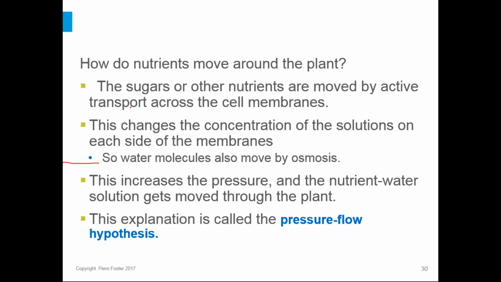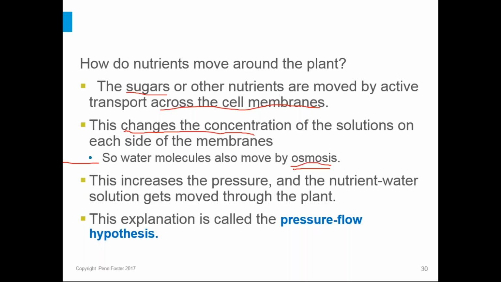So let's just stop there and review that idea. The sugars are moved across the membranes by active transport, and because the sugars moved, it changed the concentration. So that is going to make osmosis happen. That makes the water move to try to balance out the concentration that just changed.